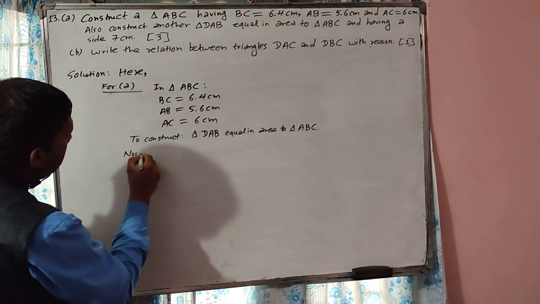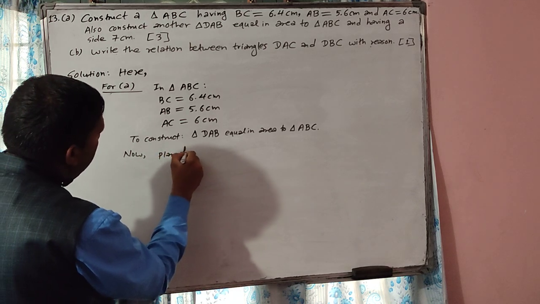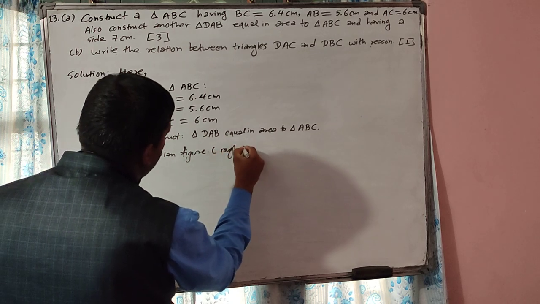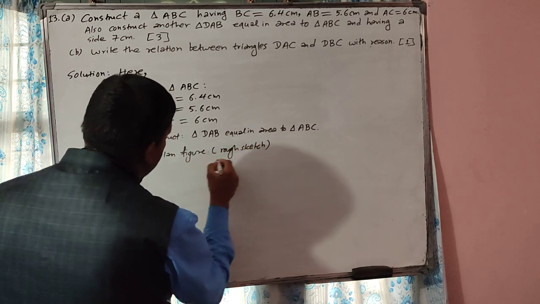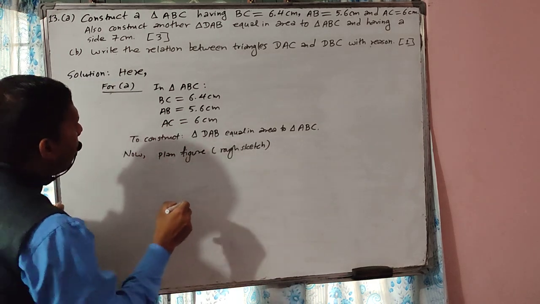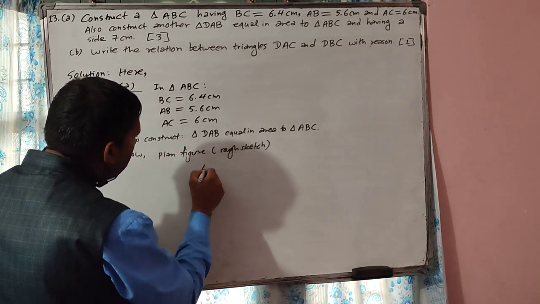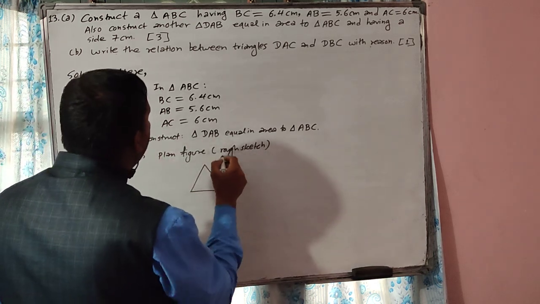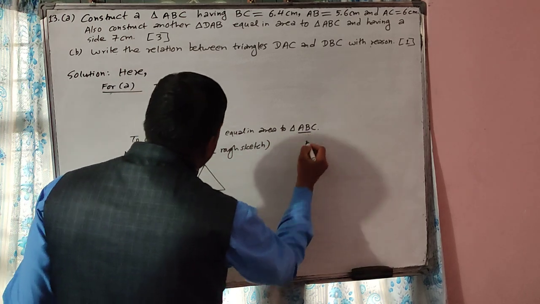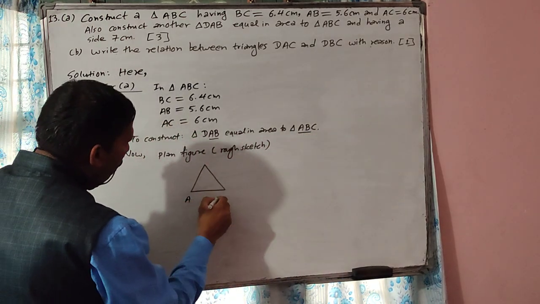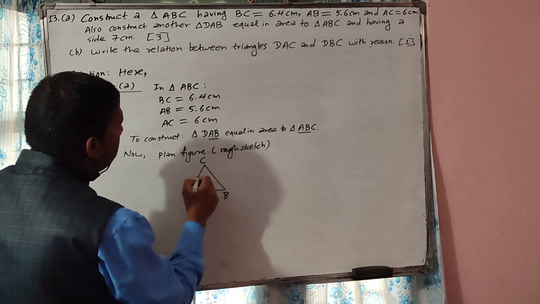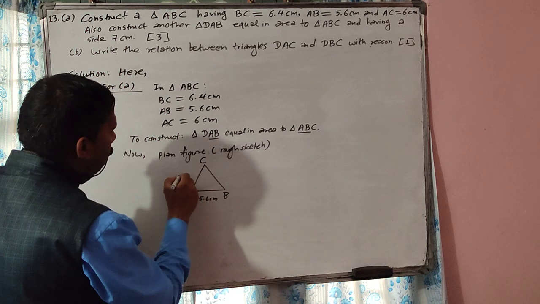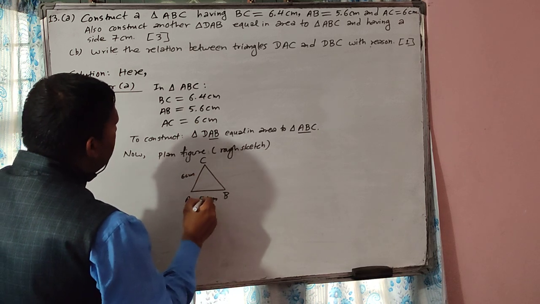Now one figure, that is a rough sketch. We have triangle ABC and triangle DAB. Common side is AB. So putting AB as base, this is C. AB is 5.6, AC is 6 cm, BC is 6.4 cm.